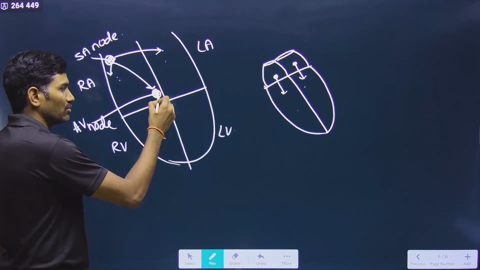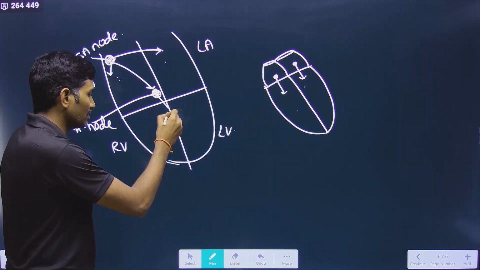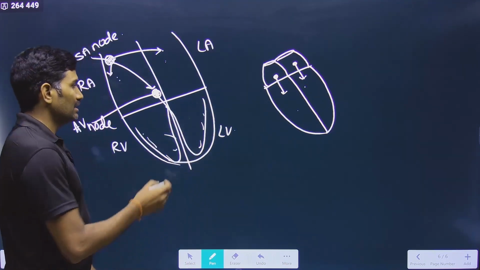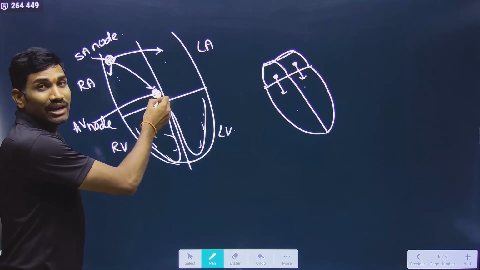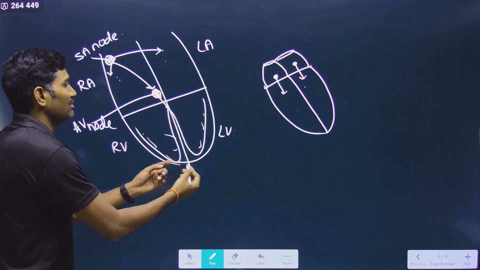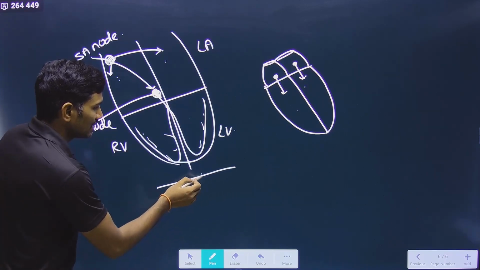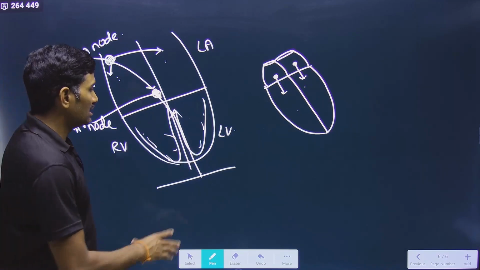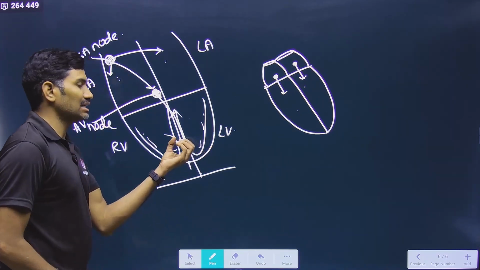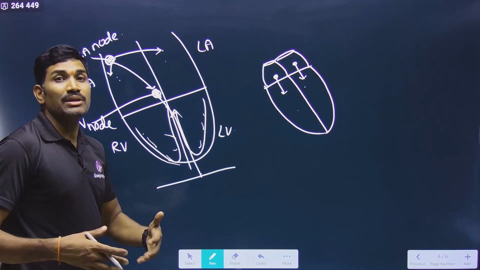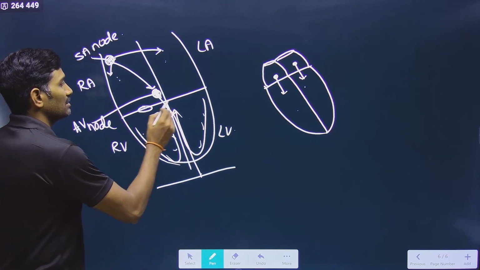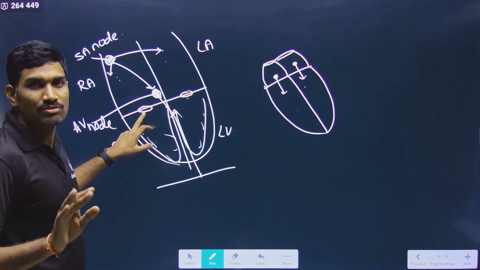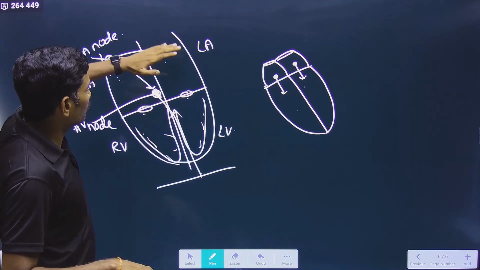Next one is from the AV node, information will go to the AV bundle. From there it is divided into right and left branches and then Purkinje fibers, so that now this muscle contraction wave, or the action potential, is traveling in the ventricle. But the ventricular contraction will occur from the apex towards the base side. So initially it is contracting like this. When it is contracting, what happens? Inside volume decreases, pressure increases, and the tricuspid and bicuspid valves will be closed, so that blood cannot go back into the atria.